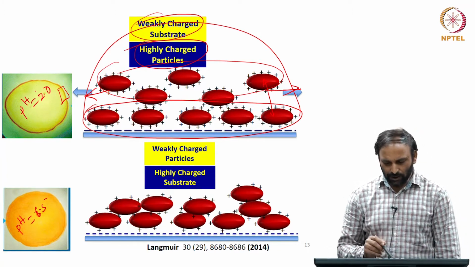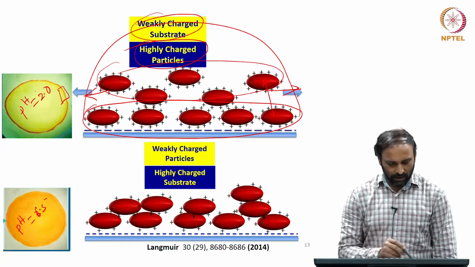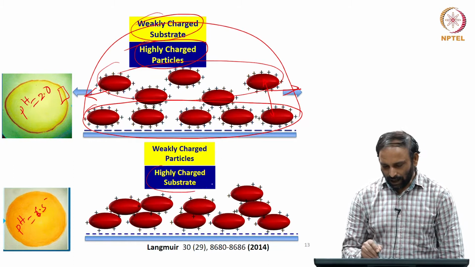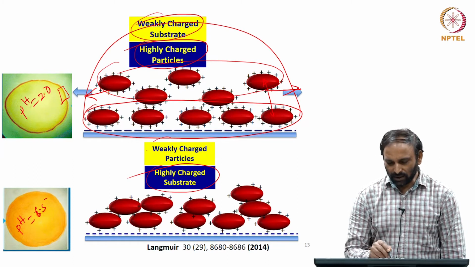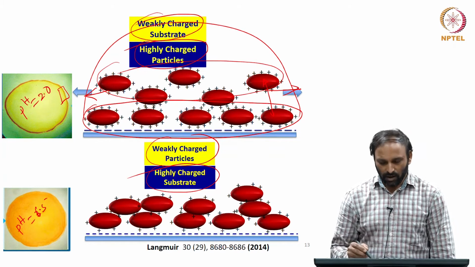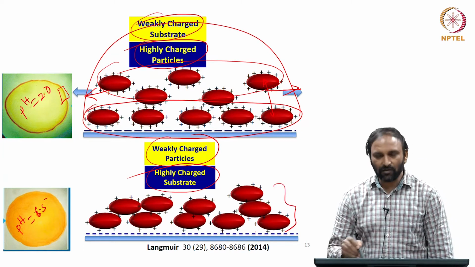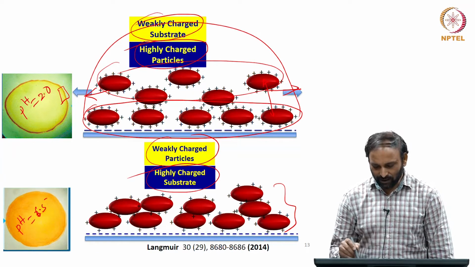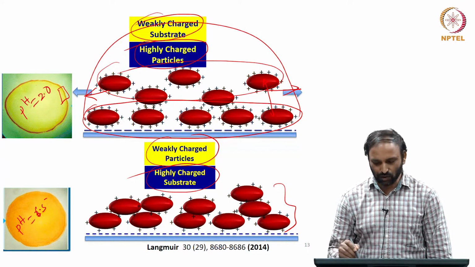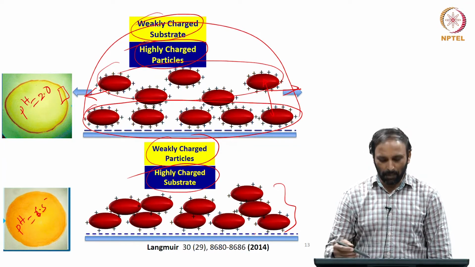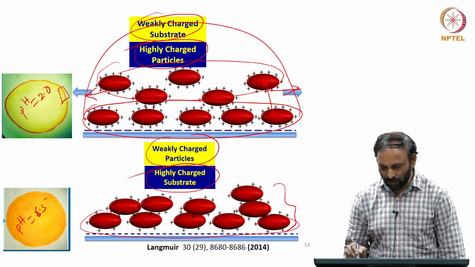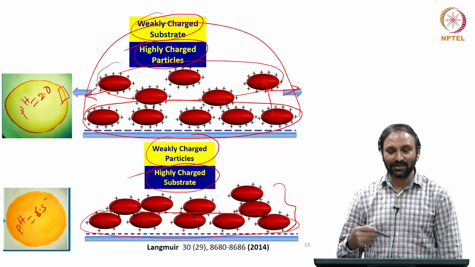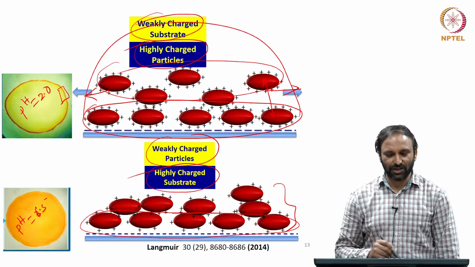However, if you look at the case where the pH is 6.5, the substrate is highly charged and the particles are weakly charged, and therefore, there are many layers of particles deposited on the substrate, because the substrate is highly charged now. So, it can attract more layers of particles. Even though there is a deposition of one layer of particles on the surface, further deposition is still possible because of the highly charged nature of the substrate.